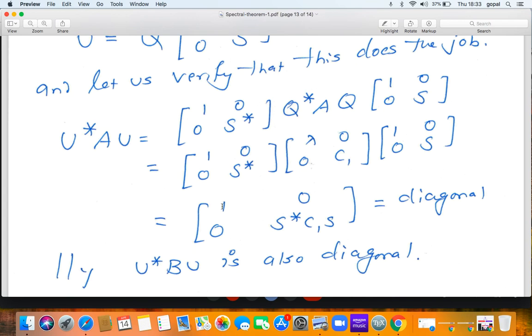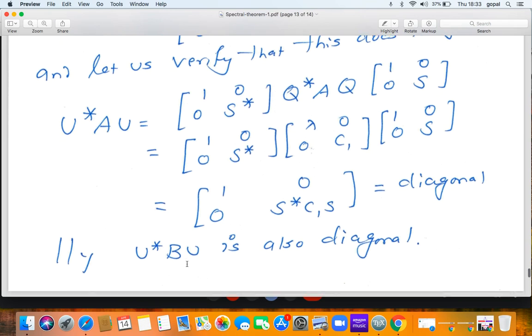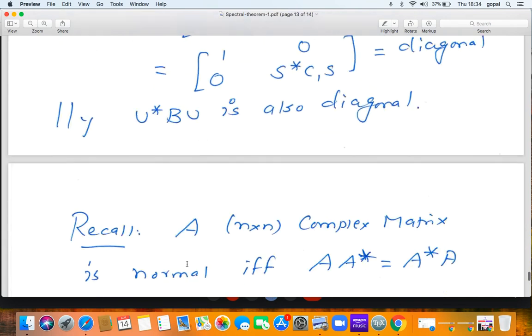Excuse me, there's a typo here. This first entry should be lambda, 0, 0, S star C1S. Similarly, U star BU will be mu, 0, 0, S star C2S. But S star C1S is diagonal, remember? And S star C2S is also diagonal. So both U star AU and U star BU are diagonal, exactly as asserted.